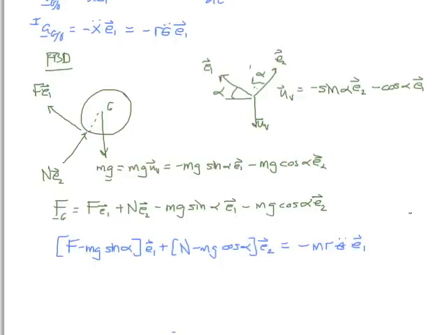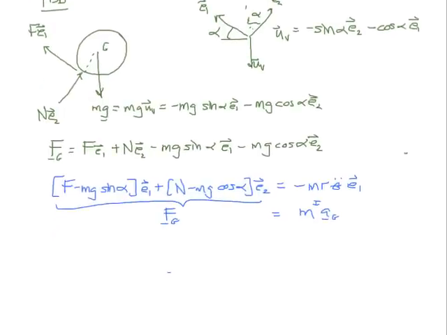We insert each of these expressions into Newton's second law, where our left-hand side is our force G, and we're equal to our mass times the acceleration of the center of mass as observed in the inertial reference frame. And then with this we can separate these into our components. So we have our E1 component, which is equal to negative mr theta double dot, and our E2 component is equal to 0 E2 on the right hand side. And so we get two scalar equations that come from this expression.